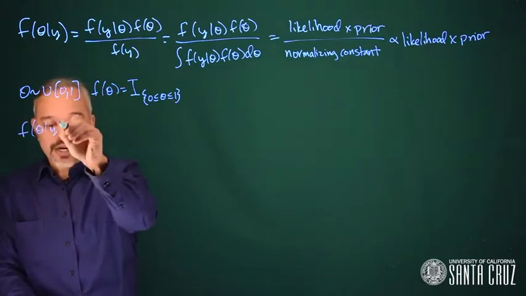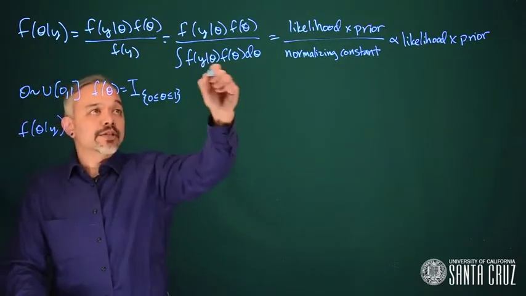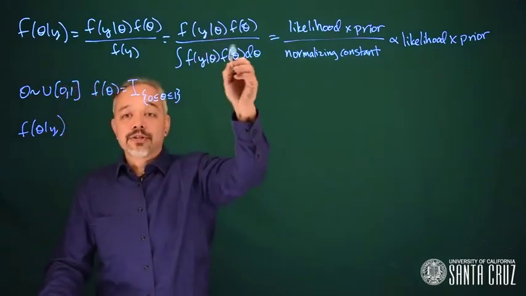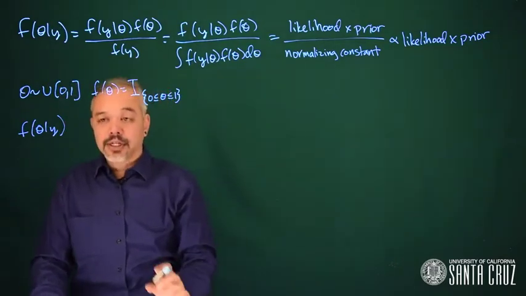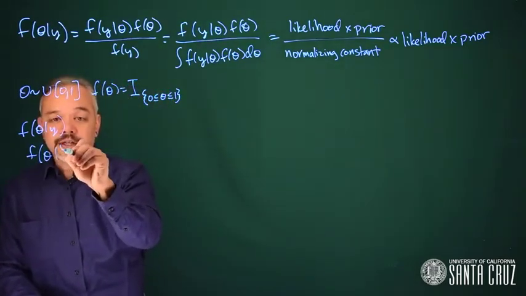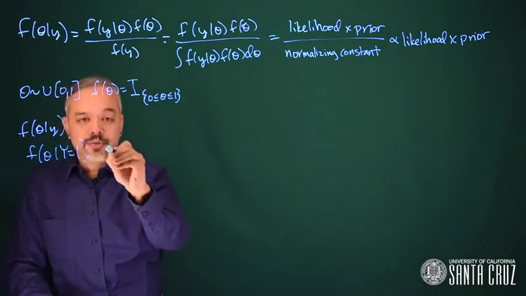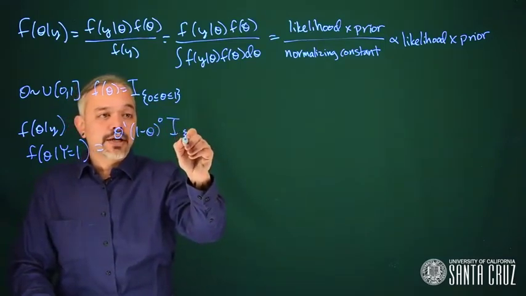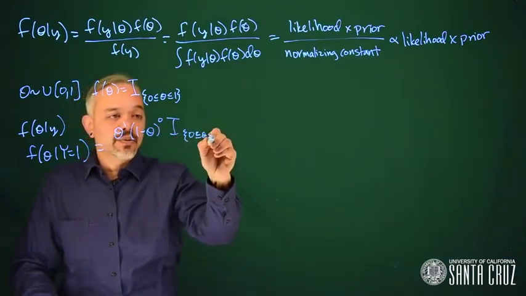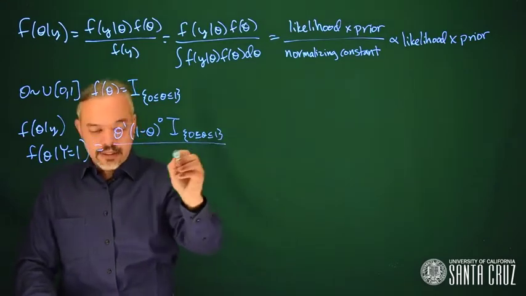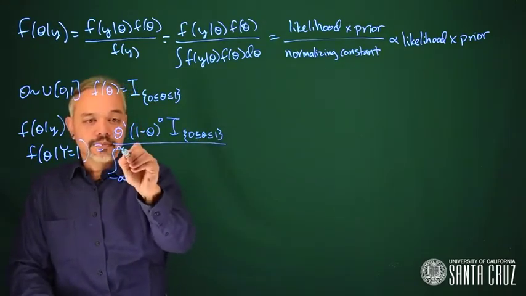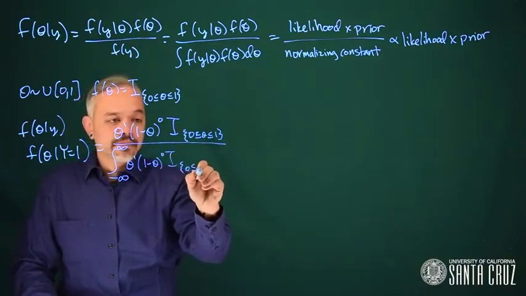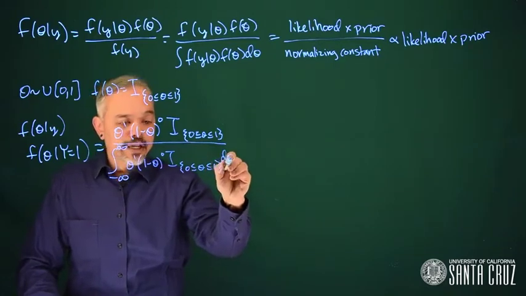So f of theta given y is this expression here. In practice, trying to compute this in more general form, we can do it, but it'll be a little bit more work. Let's go ahead and plug in f of theta given we've observed a head, given y equals 1. So this will be theta to the 1 minus theta to the 0, times the indicator function that theta is between 0 and 1, divided by the integral of all of this d theta.